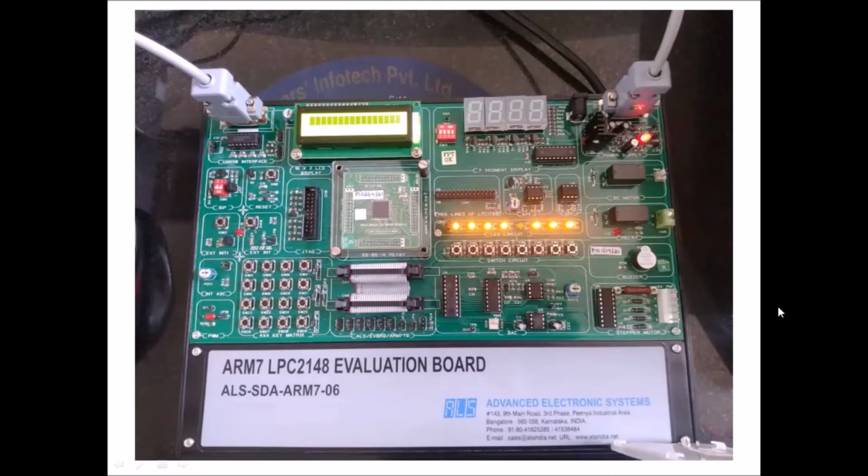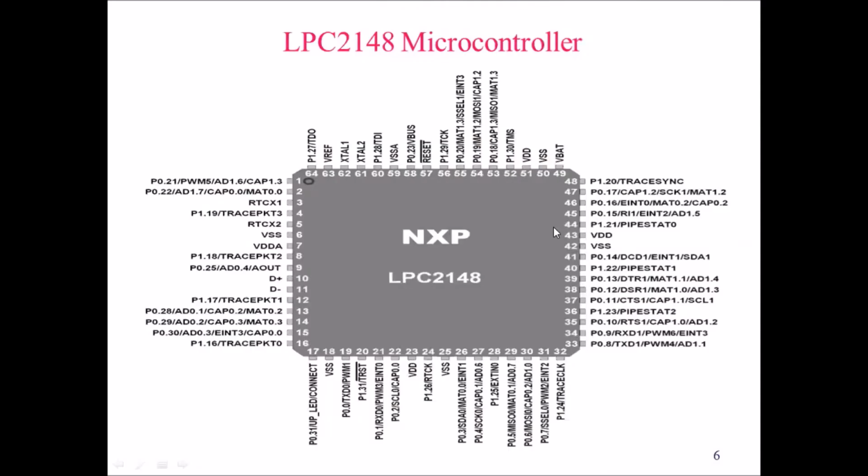So this is how the microcontroller board looks. This is the ARM version 7 LPC2148 evaluation board. We have n number of interfaces, and we can make use of these interfaces to execute the program. And this is the main microprocessor, the ARM version 7 processor, which is there in this microcontroller kit. Then coming to this processor, this is the ARM version 7 processor, which is situated in LPC2148.